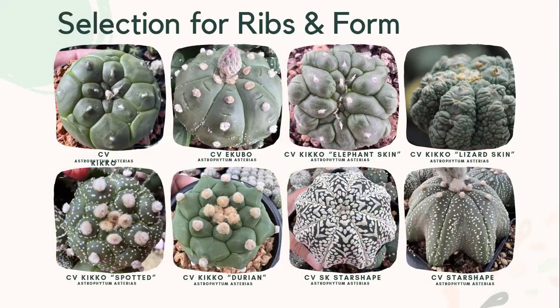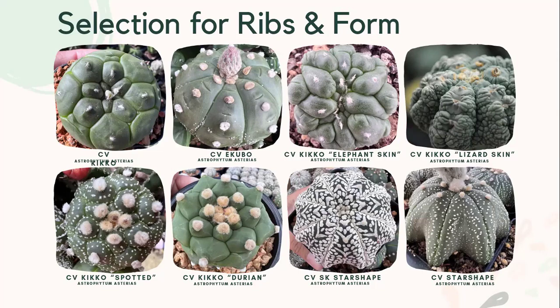Selection for forms too. So the Kikko is very popular. This is the cultivar Ikabu, meaning there's a little dimple right under the areole. And this is the elephant skin. And this is the lizard skin Asterias. This is the Kikko, the spotted wild type. This is the durian. It's the same as the Kikko, but the ribbings are more pointed.